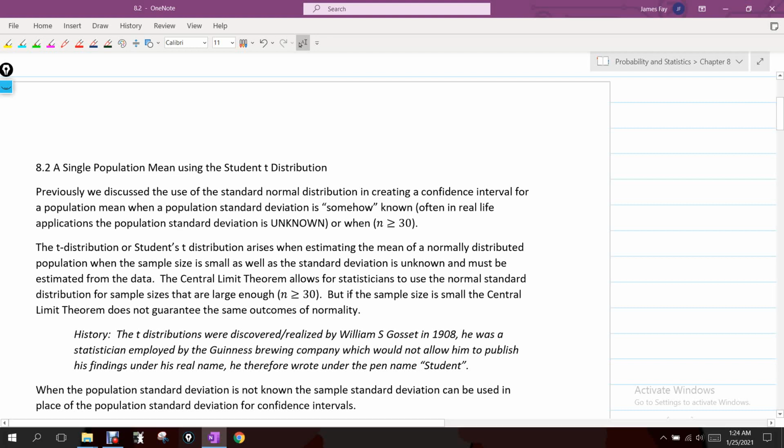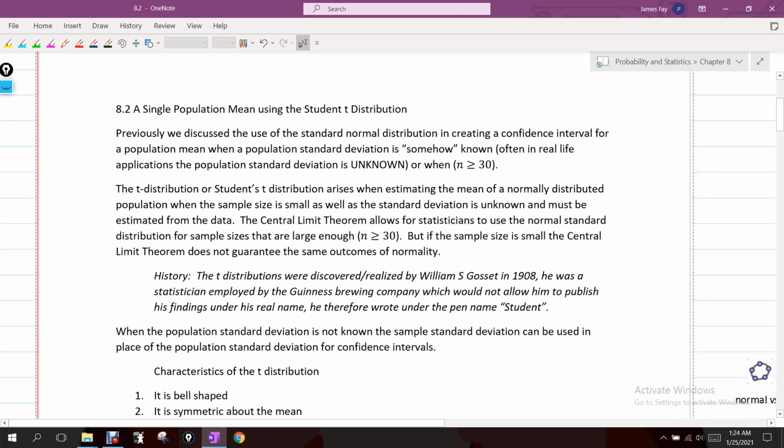Okay, so like I was saying, the central limit theorem allows for statisticians to use the normal standard distribution when sample sizes are big enough, but in the scenarios that we're going to look through right here, the sample is not going to be 30 or larger. It's going to be smaller than that, and we're not going to know the population standard deviation. Okay, so the central limit theorem, I'm not saying that when n is less than 30 the central limit theorem will not produce normality. It just doesn't guarantee it.